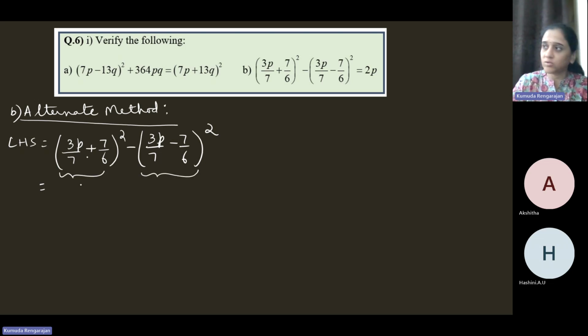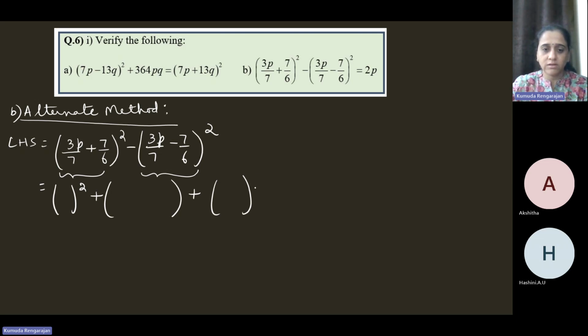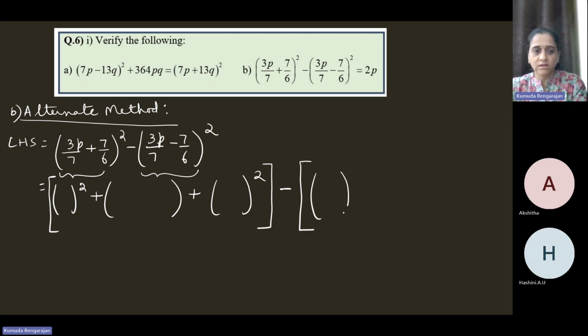So we're going to expand this using the identity a plus b the whole squared, which is a squared plus 2 into a into b plus b squared. Okay. This is for the first bracket, a plus b the whole square. That first bracket is a squared plus 2ab plus b squared. Then that minus sign there. So minus, okay, a squared minus 2ab plus b squared. Do we understand this?